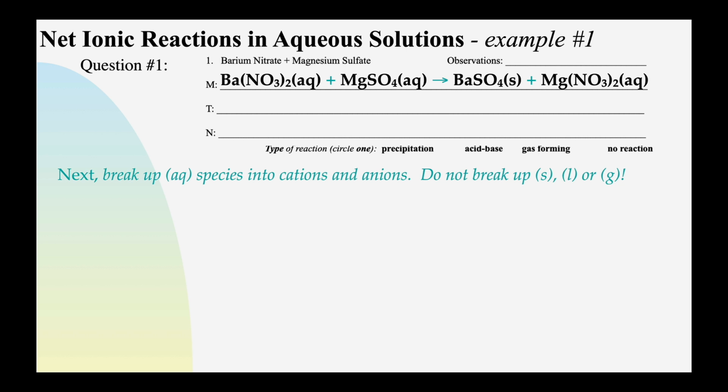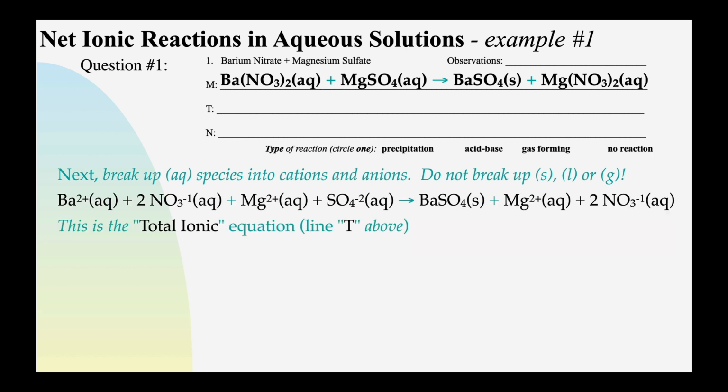The T line stands for total ionic. And so what that means is that everything that's AQ, you break up into cations and anions. But, like it says, don't break up the solids, liquids, or gases. So like we did last time, we're going to break up everything AQ into the individual pieces. Now that would be barium plus 2 nitrates for barium nitrate, magnesium and sulfate for magnesium sulfate, because that's AQ. However, do not break up BaSO4, that's insoluble, but we'll break up magnesium nitrate into magnesium 2+ and 2 nitrates. And this line right here really is the T line, the total ionic line.